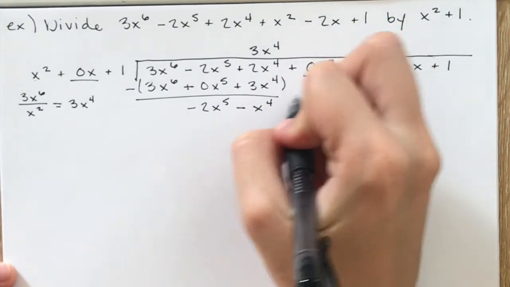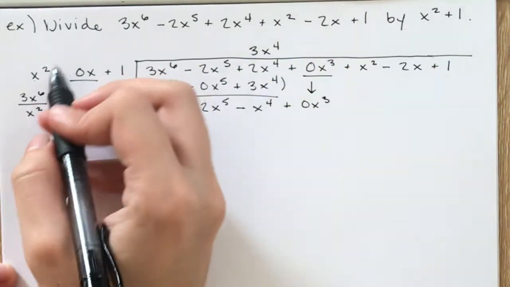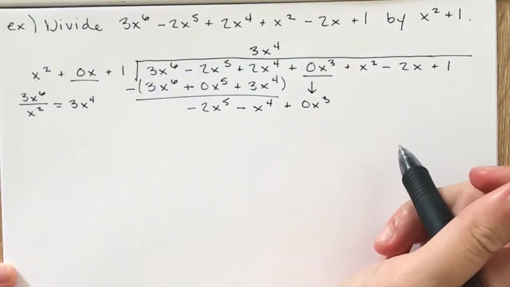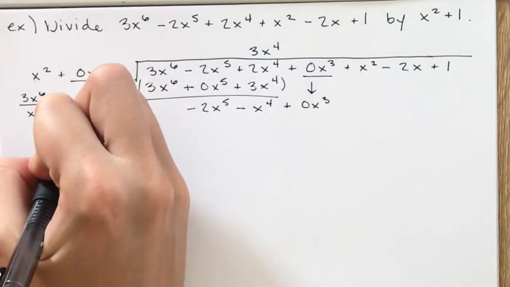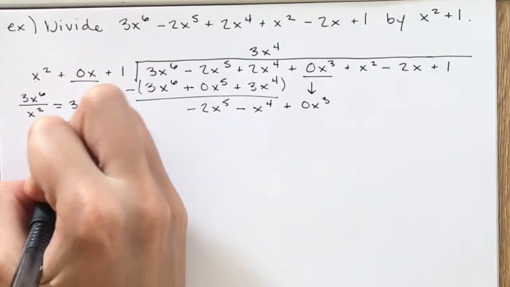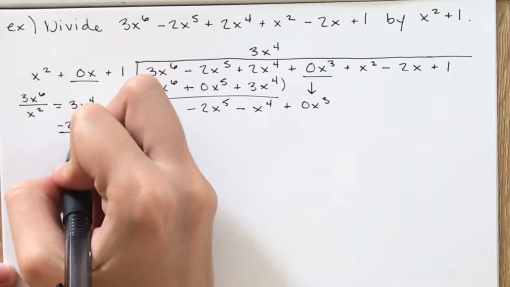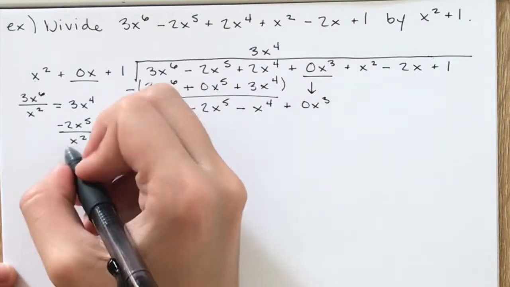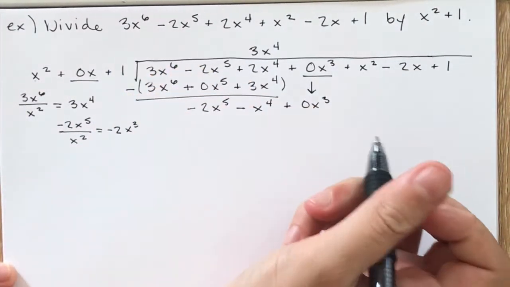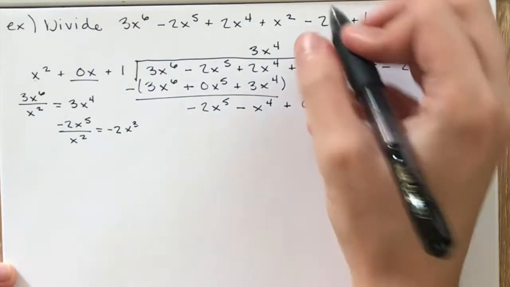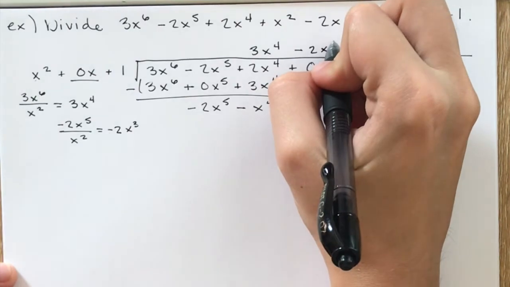I need to bring down a third term, so we can divide by a divisor with 3 terms. I divide first term by first term. I have negative 2x to the 5th divided by x squared, which gives me negative 2, and then 2 of these are going to cancel with x squared, so we have 3 x's left over. So we have negative 2x cubed. 2x cubed is going to go right above 0x cubed.